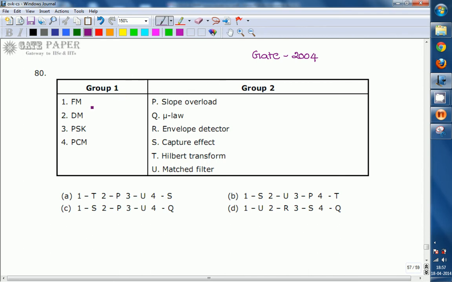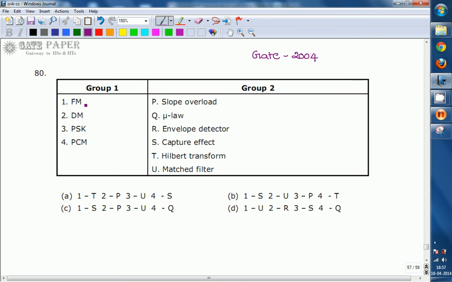In Group 1, the modulations given are FM (frequency modulation), DM (delta modulation), PSK (phase shift keying), and PCM (pulse code modulation). Four different modulations are given here, and the options P, Q, R, S, T, U are given. Those are slope overload, mu law, envelope detector, capture effect, Hilbert transform, and matched filter. Now we have to match the correct modulations.